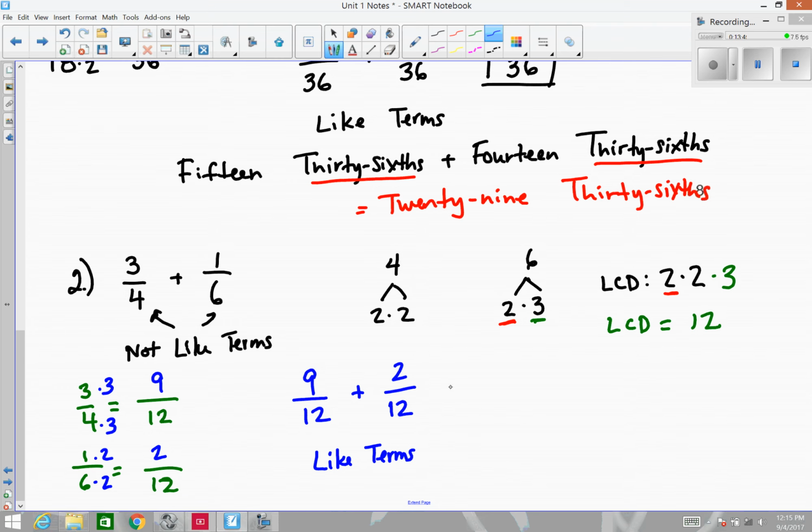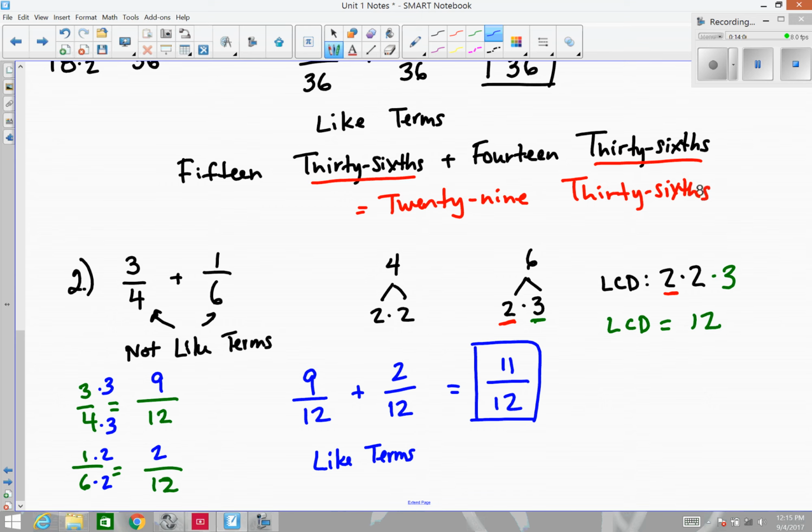To add all these twelfths together, 9/12 plus 2/12 is going to give me 11/12. I want to check and see if I can reduce that. 11/12 does not reduce, so my final answer is 11/12.